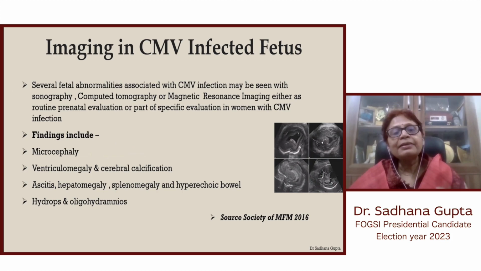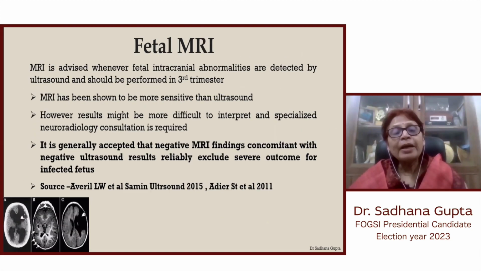So these are the ultrasound findings, and now a lot of work has been done on the neurosonogram and the MRI. It can be used in two situations: routine prenatal evaluation, or when you suspect that CMV infection is there. With the neurosonogram and the MRI of the fetus, we can find microcephaly, cerebral calcification, hydrops, and oligohydramnios.